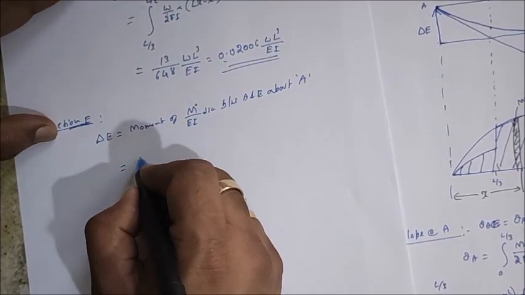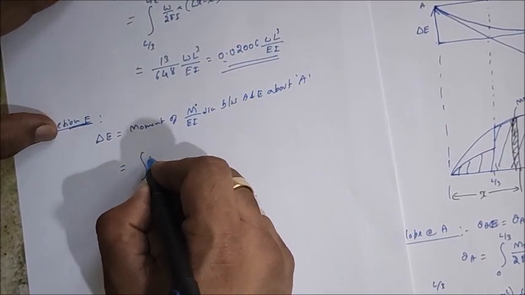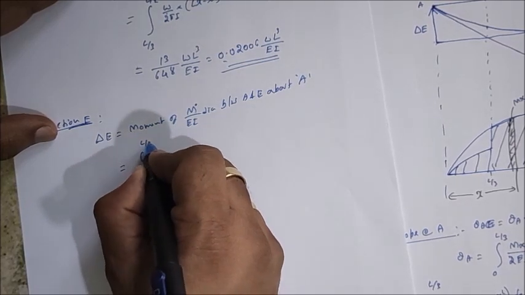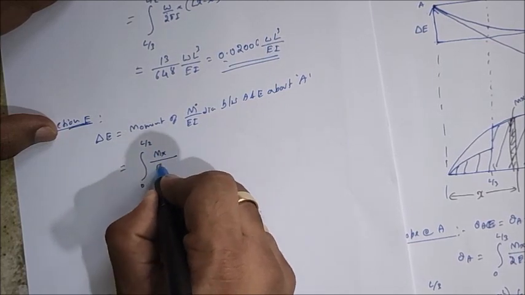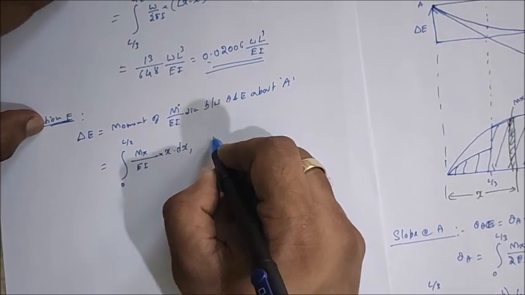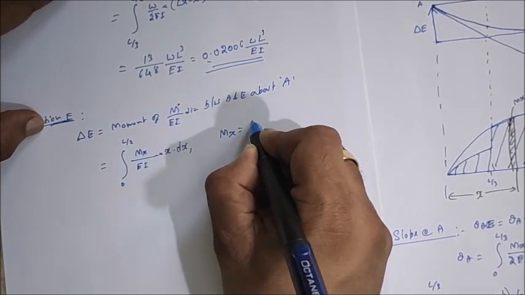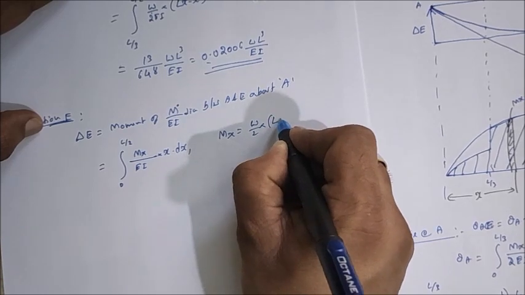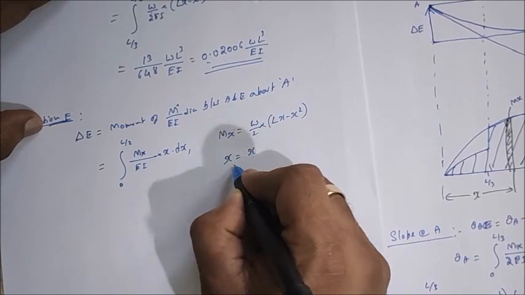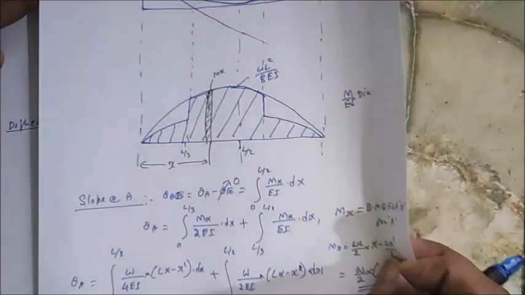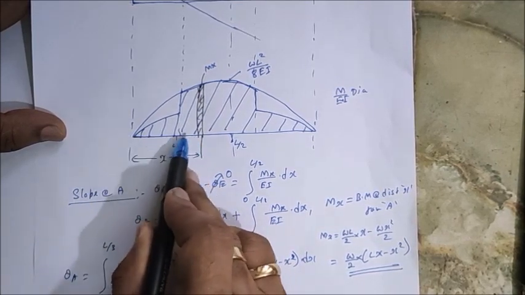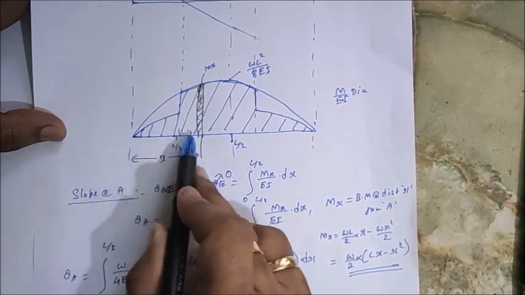Now if you use the integration concept, I think probably you will get it. The integration range is 0 to L by 2, Mx divided by EI, in general I'm saying, into x into dx. Now what is the Mx here? There is no change: W by 2 into Lx minus x square. And what is the x? X is x here. There is no change because you're taking the moment about A. Wherever the strip moves, it will be x.